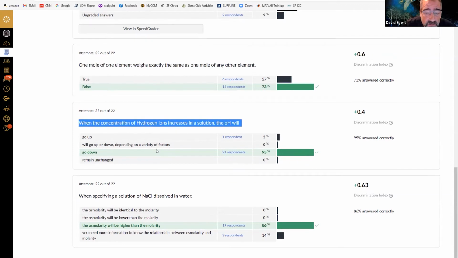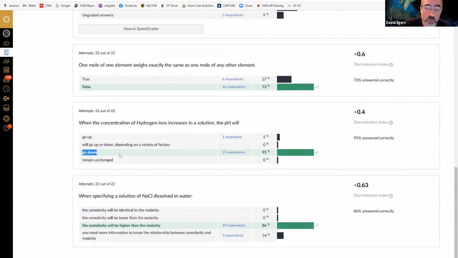This one, most people got, only one person missed. When the concentration of hydrogen ions increases, hopefully we all saw pH goes down. That was the whole point. Adding the hydrochloric acid, we saw that the pH was going way down.